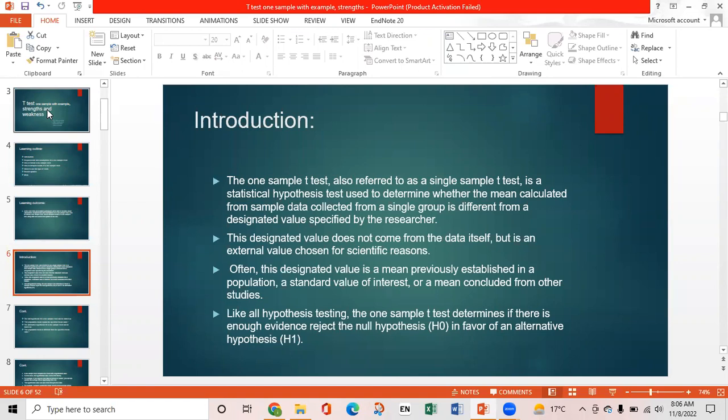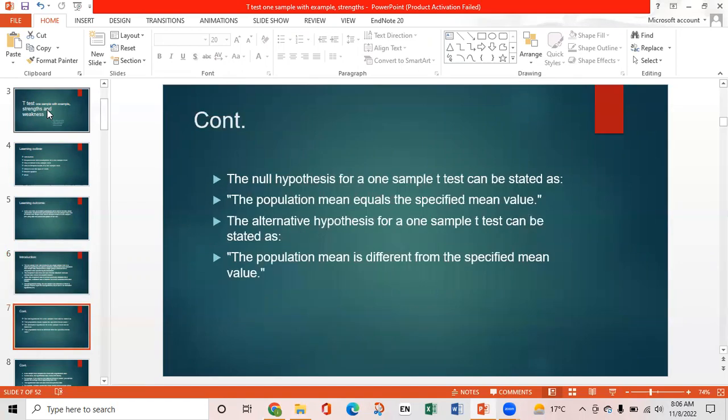Like all other hypothesis testing, the one sample t-test determines if there is enough evidence to reject the null hypothesis in favor of an alternate hypothesis. The null hypothesis for a one sample t-test can be stated as: the population mean equals the specified mean value. However, the alternative hypothesis can be stated as: the population mean is different from the specified mean value.